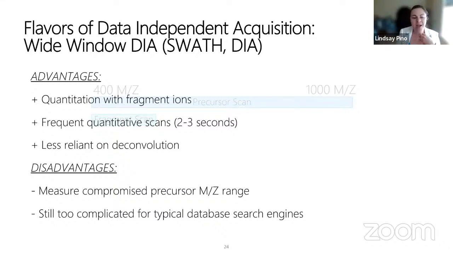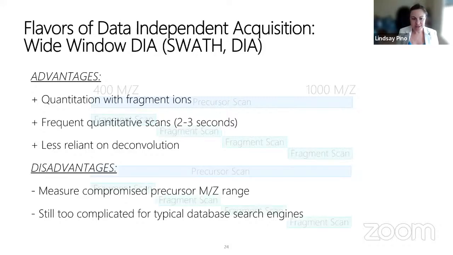The disadvantage: you still have to pick what your precursor MZ range is going to be, and that is not necessarily the same for every type of sample, so that takes a little bit of method development to figure out exactly what range you need to do. And you still need to use special software to analyze this. You can't just use a DDA software for the most part. You have to use special DIA processing software.